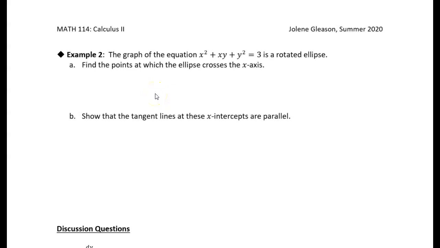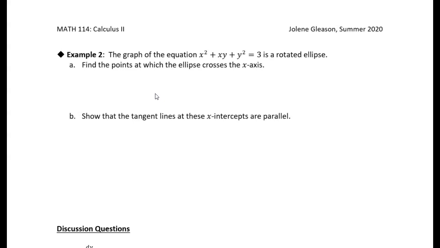All right, so let's take a look at example 2. Here we have another implicit function, right? We have some equation where one variable is not expressed explicitly in terms of the other, right? So now we're told that this represents a rotated ellipse, and we want to find the points at which the ellipse crosses the x-axis.